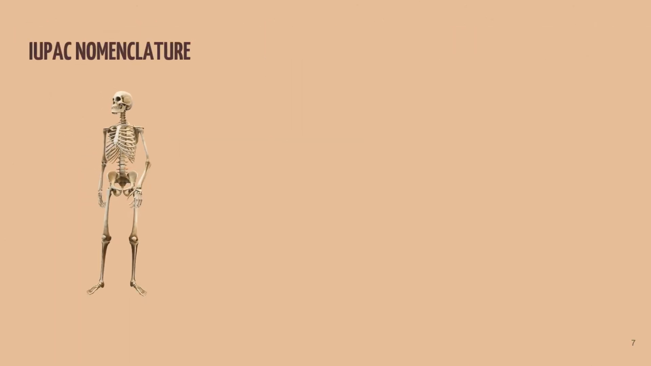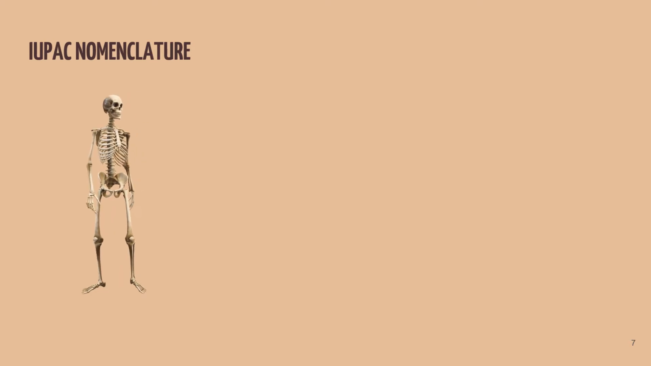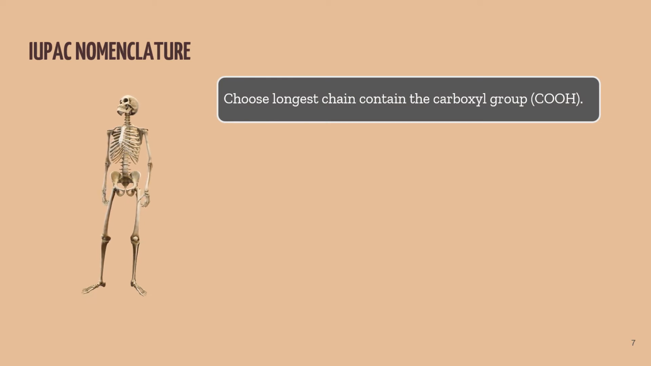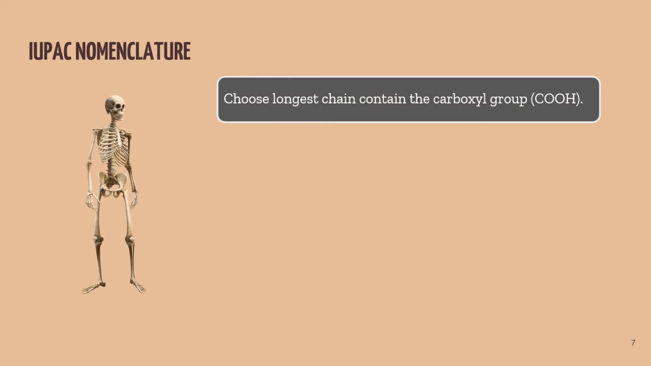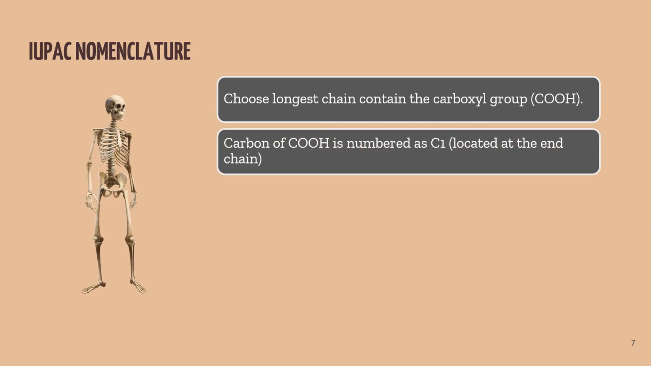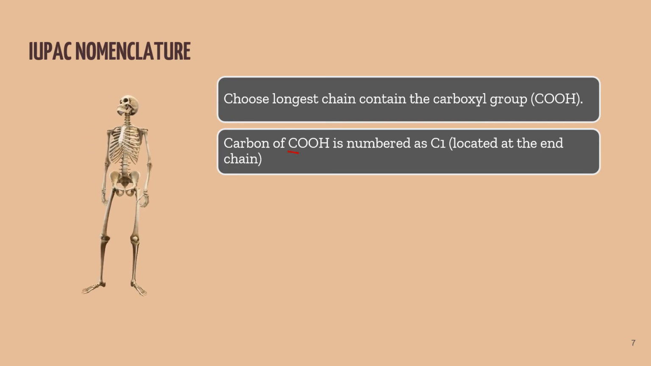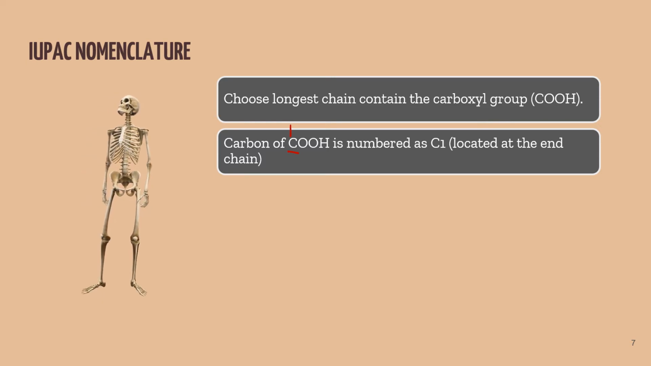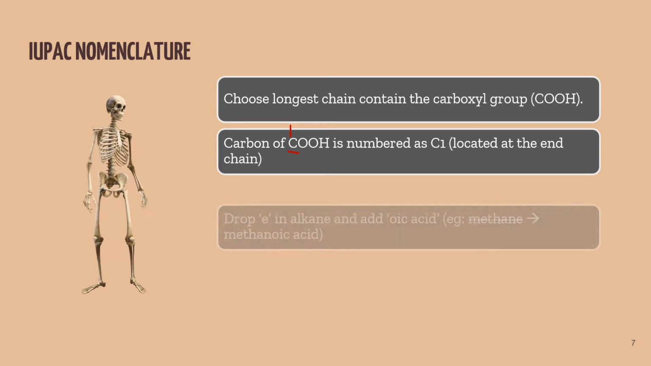And now we are going to discuss the steps to give the IUPAC nomenclature of carboxyl compound. You have to start with finding the longest and continuous carbon chain containing carboxyl group as the parent chain. And then the carbon of the COOH is numbered as carbon 1. So this carbon will be labeled as carbon 1, carbon yang pertama. And the position of the COOH will be at the end of the chain.